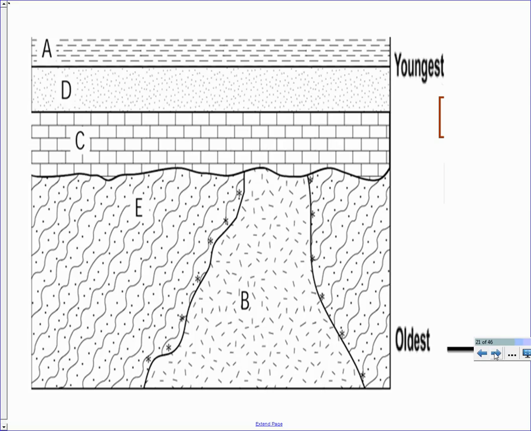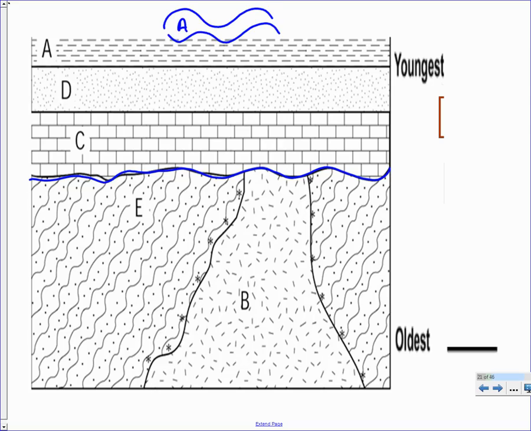All right, for this diagram, what's the oldest? E, okay. What's next? B. Let me ask you this. Even though this is not labeled, what does this represent? Folding? That's not folding. Folding would mean that you would have layers that actually look like that, and your layers do not look like that. Instead, the top of a layer looks a little jagged. So that would be an unconformity.